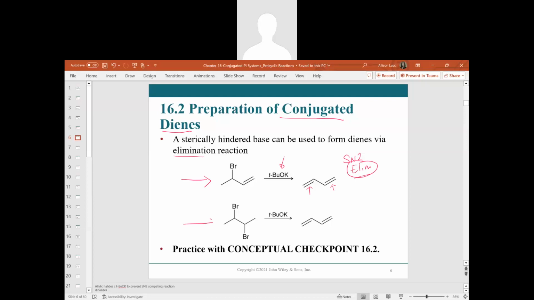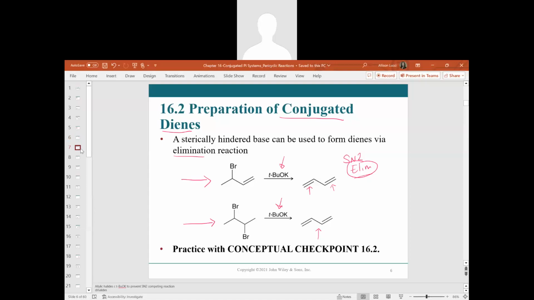In our second type of reaction that we could see form a diene would be with a dihalide, and we would use a similar bulky base, such as this potassium tert-butoxide again, and we could do two subsequent eliminations and form this same product, this 1,3-butadiene.